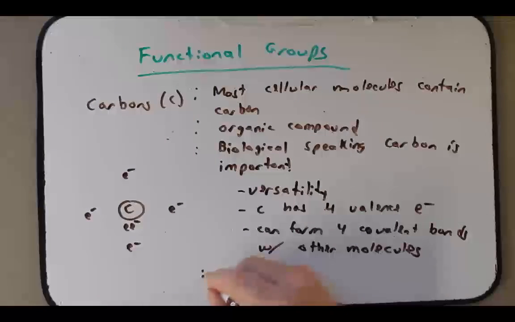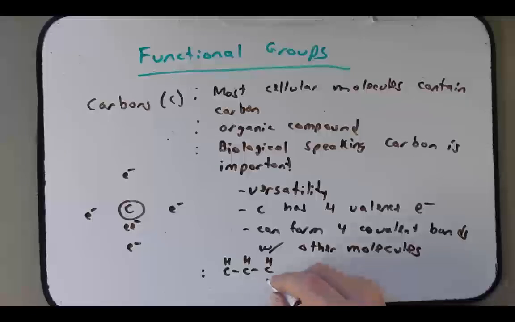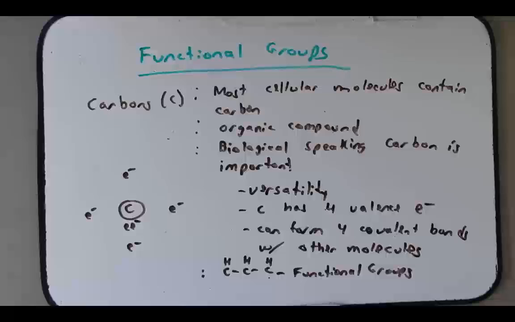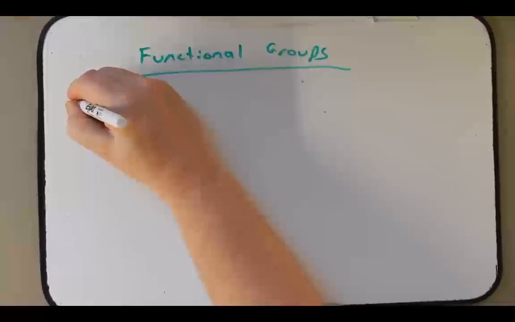Carbons can form long chains of interconnecting carbons, often with hydrogens attached to them, but they can also have various functional groups attached to them. These functional groups are what allow these carbon-based structures to have very specific functions and to be utilized within the cell within very specific pathways. I want to talk to you about 7 specific functional groups that we'll come back to at various times throughout the semester. Okay, so let's go ahead and get started with these 7 functional groups.